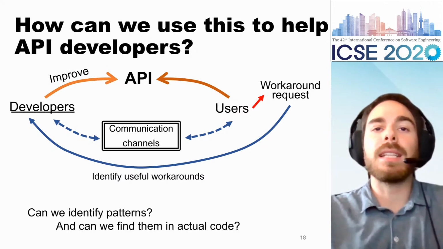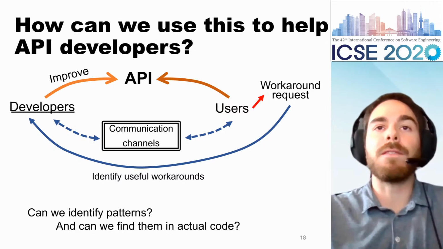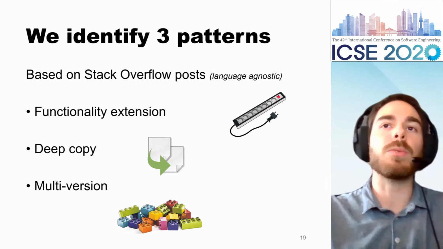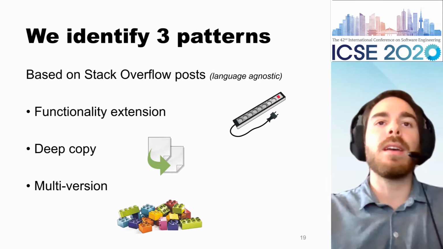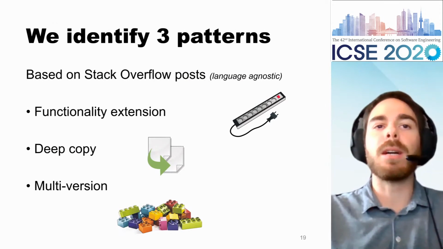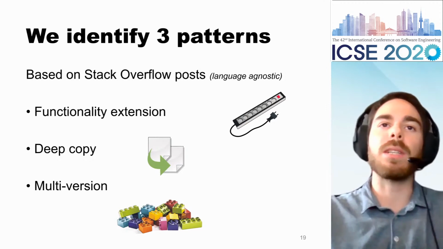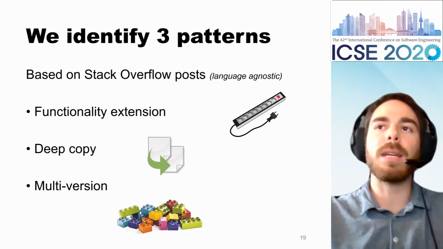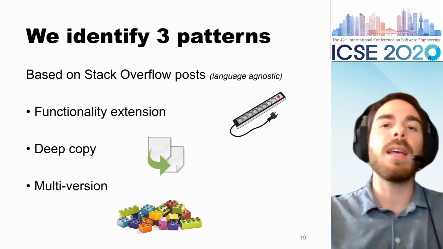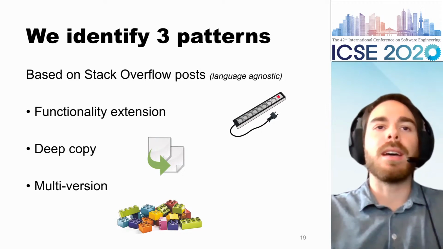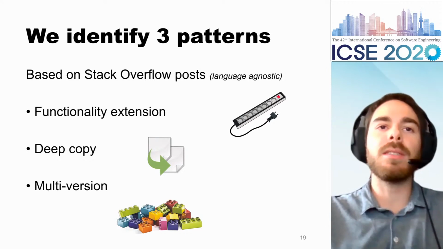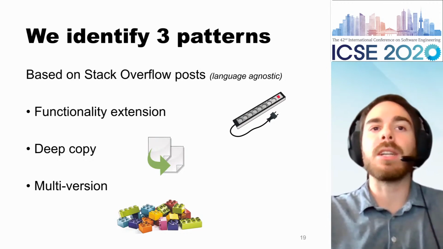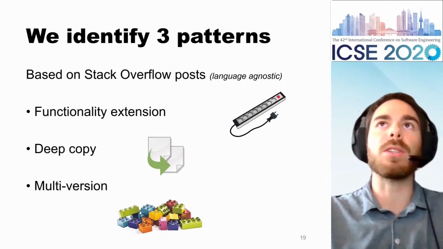So can we identify patterns, and can we actually find these patterns in actual code after the fact? Because we're still only looking at Stack Overflow posts. So we actually did identify 3 patterns. We named them functionality extension, deep copy, and multi-version. Functionality extension is when users want more out of the actual API than exists. Deep copy is when they're digging into the actual API to extract information to get data, but not necessarily use functionality. They're just using the data to create their own functionality. And multi-version is when they're using multiple versions of the API simultaneously.